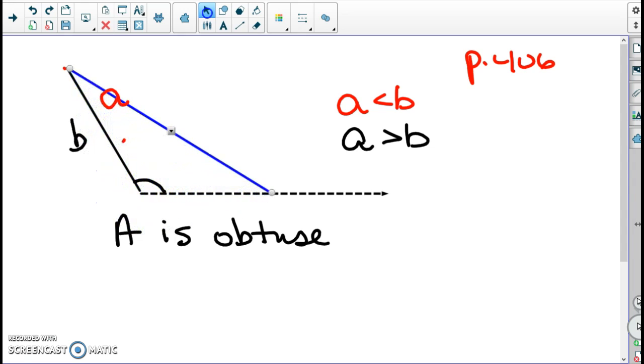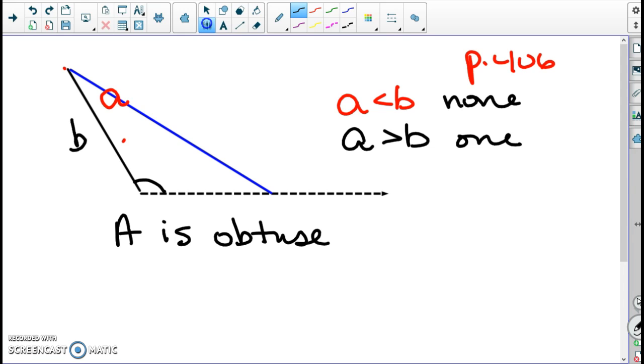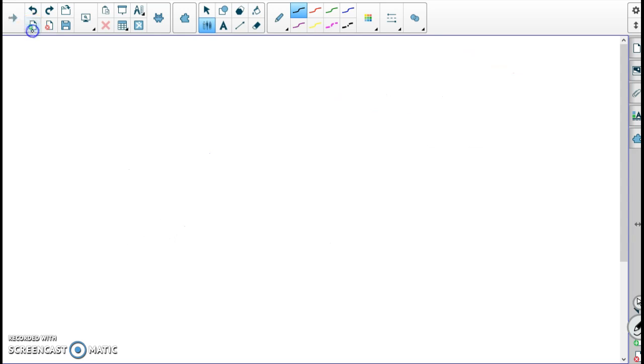So we see that we have exactly one situation, one triangle, when A is greater than B, and none when A is less than B. So this is the ambiguous case using the law of sines when we have two sides and an angle that is unincluded. Let's go ahead and jump down to example 3.